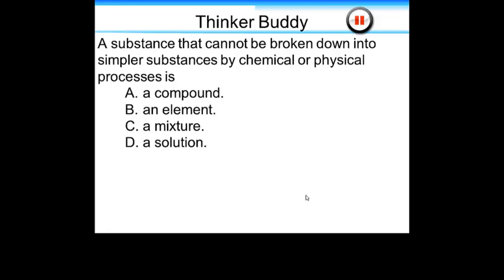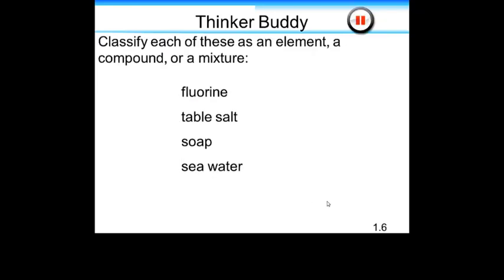So, thinker buddy question. A substance that cannot be broken down into simpler substances by chemical or physical means is a compound, an element, a mixture, or a solution. It is an element, so if it cannot be broken down any further, it's an element, one of our fundamental building blocks. Now go ahead and pause the video and see if you can identify these as an element, a compound, or mixture.